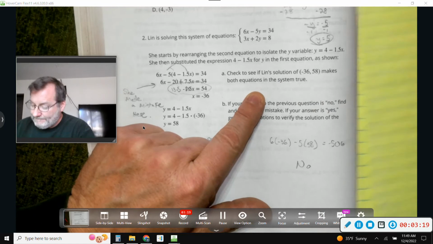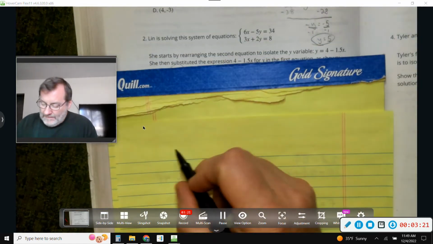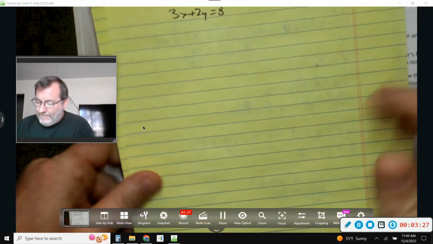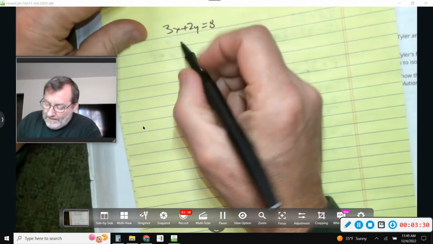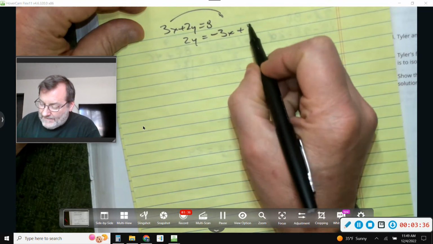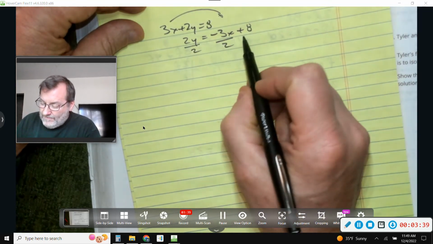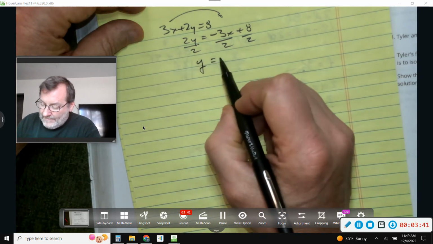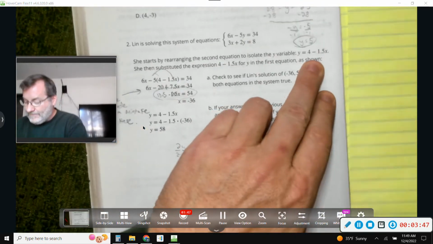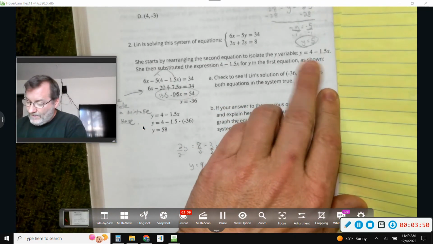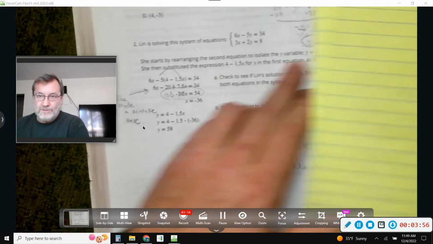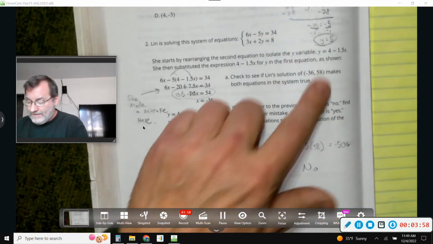So if I've got 3x plus 2y equals 8, and I want to solve for the y variable, I'll get 2y equals negative 3x plus 8. And then I'm going to divide everything by 2. So that becomes y equals negative 3 halves x plus 4. And yeah, she looks like she did it right. So these two equations are going to be similar. So, yep, she did that part right.